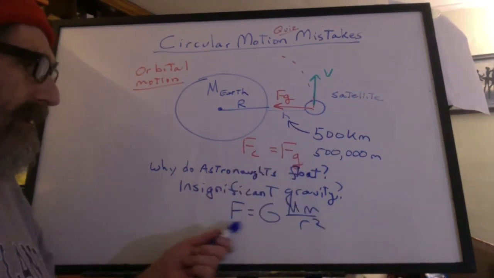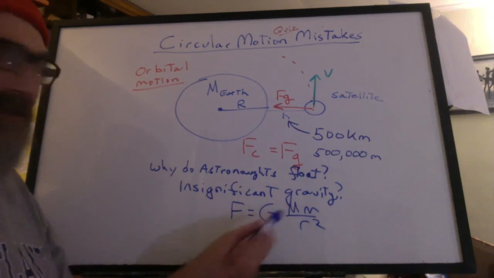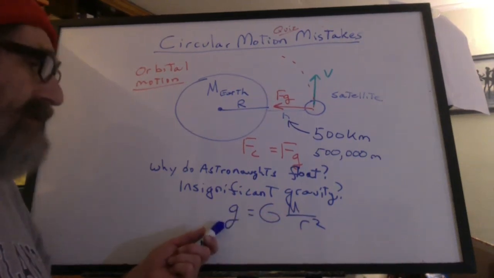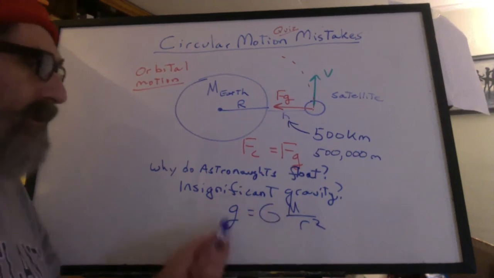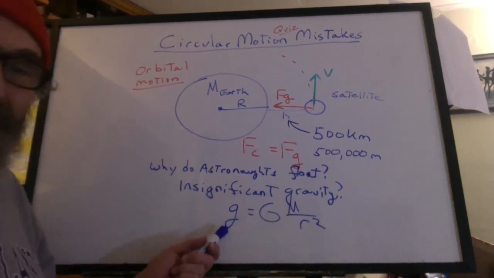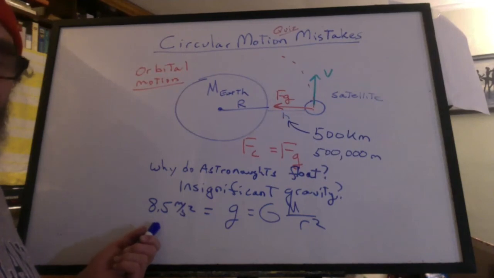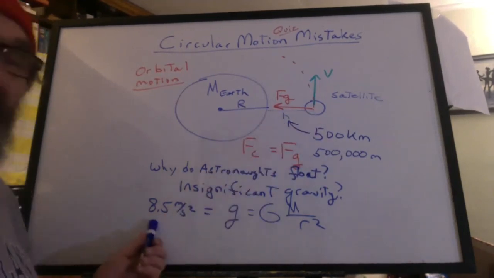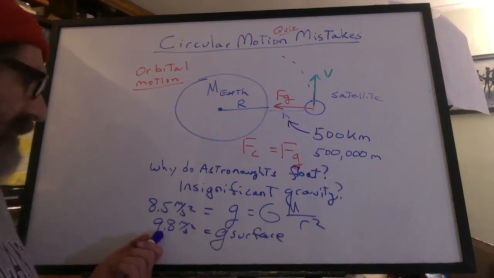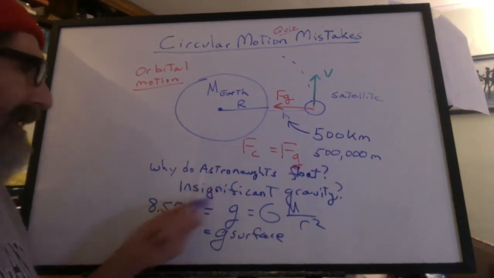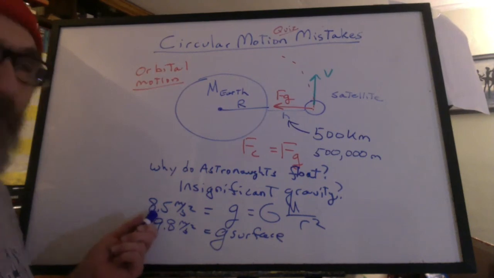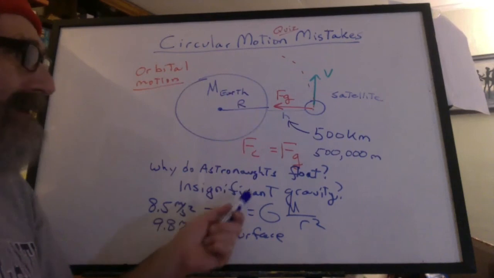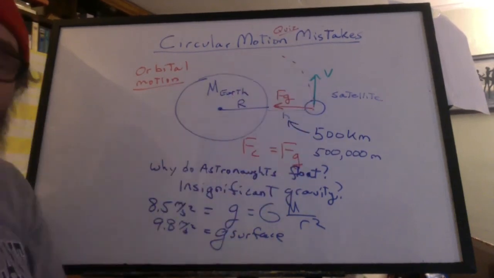Take that formula and divide both sides by the mass of the astronaut, or whatever it is, the mass of the satellite, and you're going to get the gravitational acceleration. You plug in all your numbers, and you're going to find that g is like 8.5 meters per second squared. If the spaceship was a little closer, it'd be even higher than that. Hey, g on the surface is 9.8. There's no way it's insignificant gravity. Of course there's got to be significant gravity. That's why it's in the curve. If you had insignificant gravity, it would just be going straight.